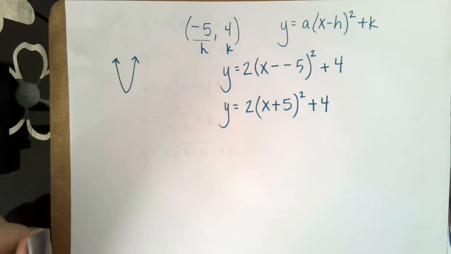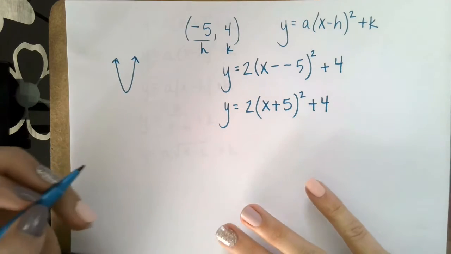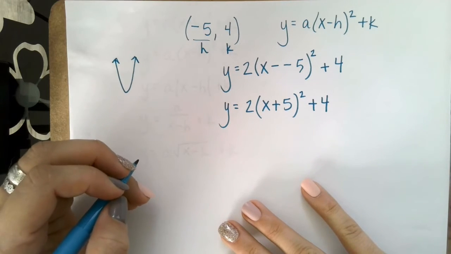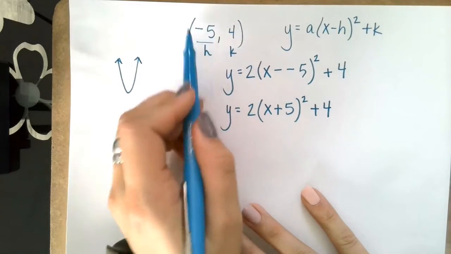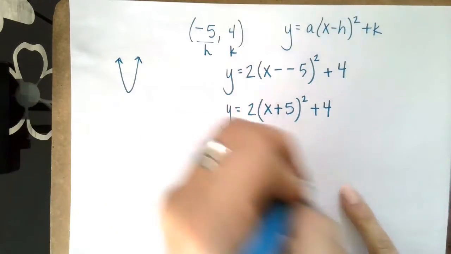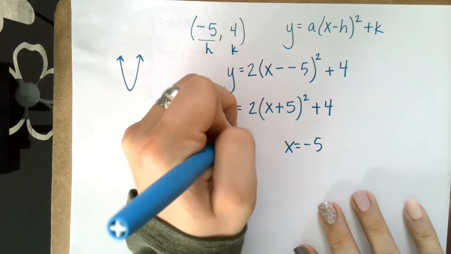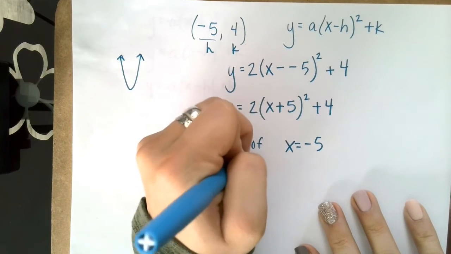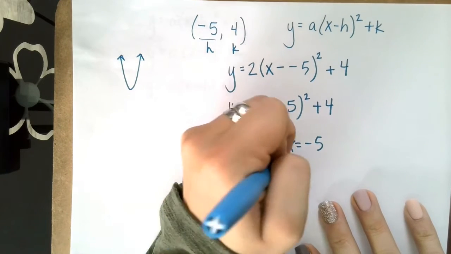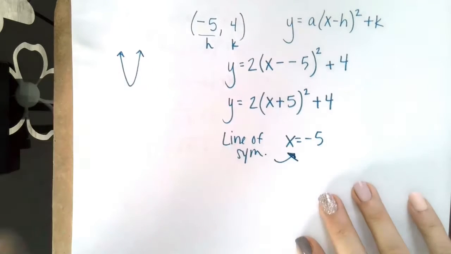They also want to know where the line of symmetry is. And remember, the line of symmetry is always the x of our vertex. So if this is my vertex right here, my line of symmetry will be at x equals -5. This is my line of symmetry. So it's always the x of my vertex.